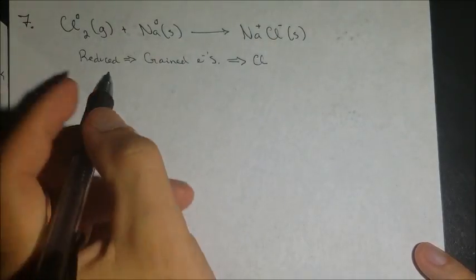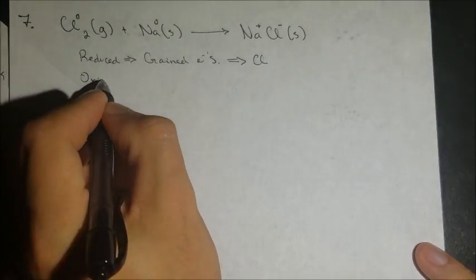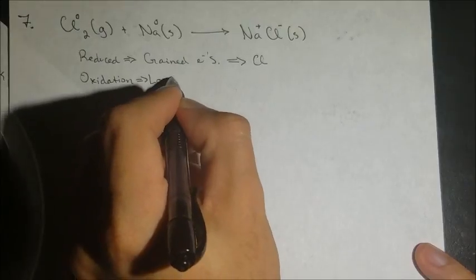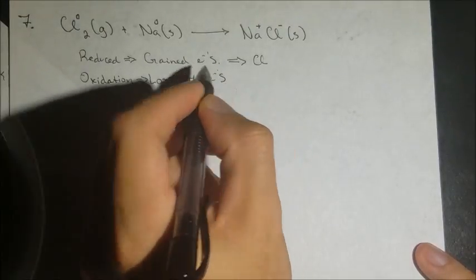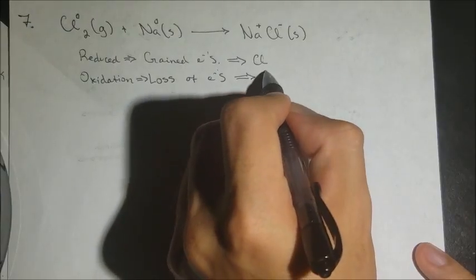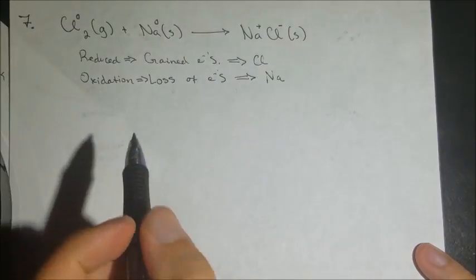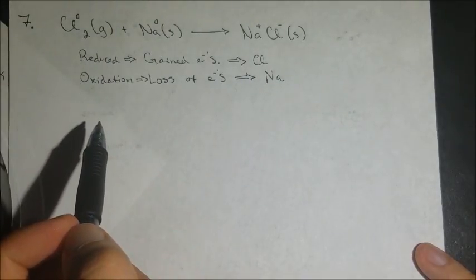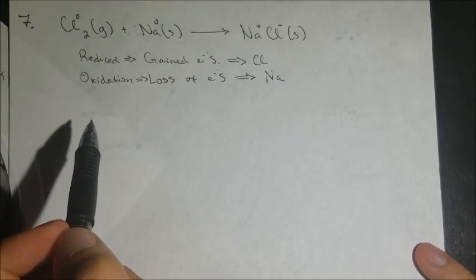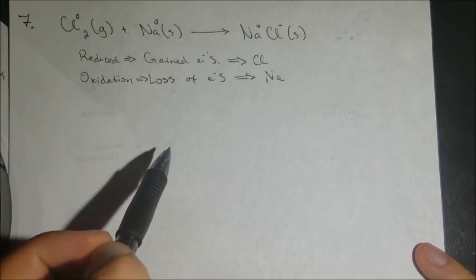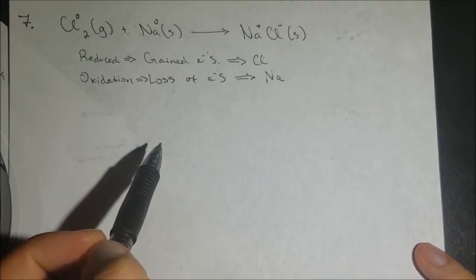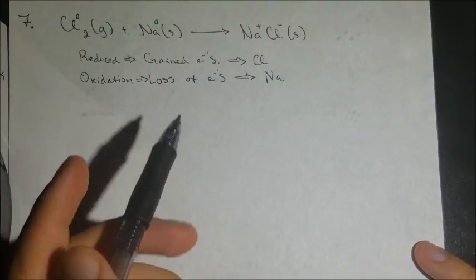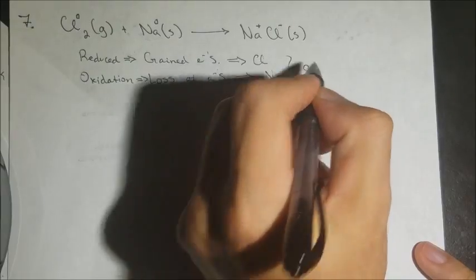Which means that it's the chlorine that gets reduced. And conversely, we've got the sodium here, and oxidation means a loss of electrons. So the sodium here is the element that gets oxidized. It gave up its electron to the chlorine. By having given up its electron, it has been oxidized. It lost that electron. So the correct answer is A. A tells us that the chlorine has been reduced and the sodium has been oxidized. So together, A is the correct answer for number 7.